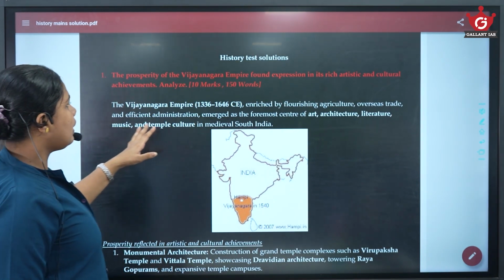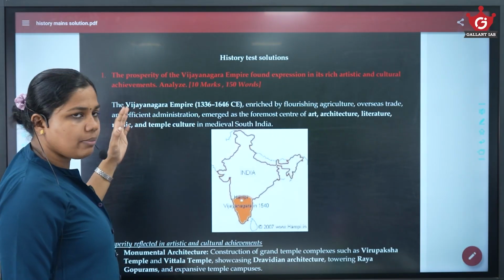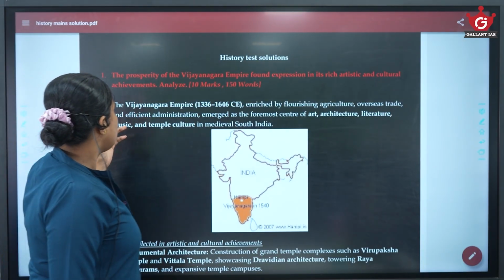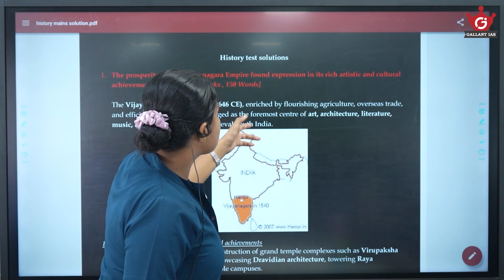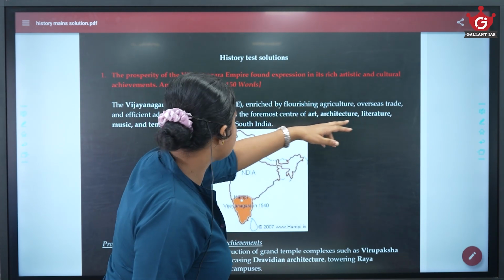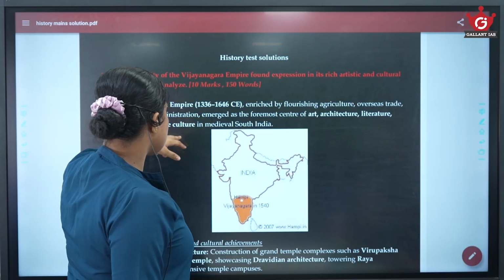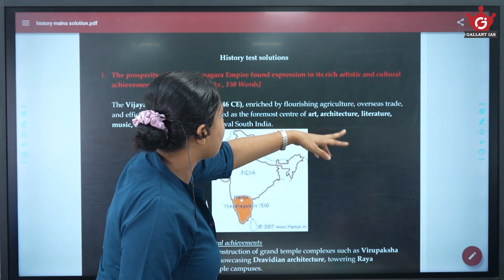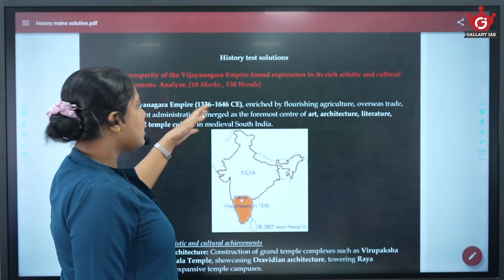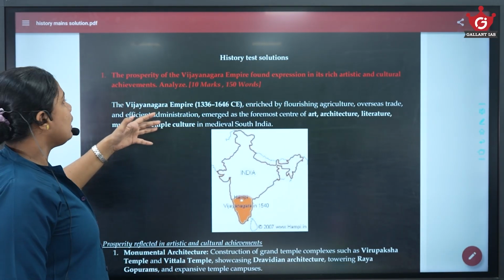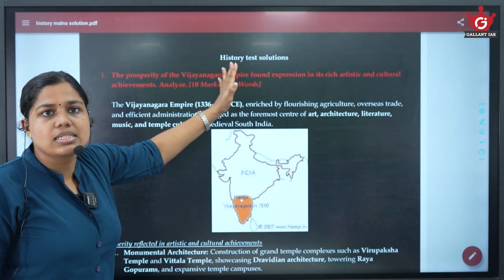So first we have to give a decent introduction, which can be like this. The Vijayanagara Empire, enriched by flourishing agriculture, overseas trade, and efficient administration, emerged as a foremost center of art, architecture, literature. See, in this introduction, we are giving a positive side to what is being asked in the question.